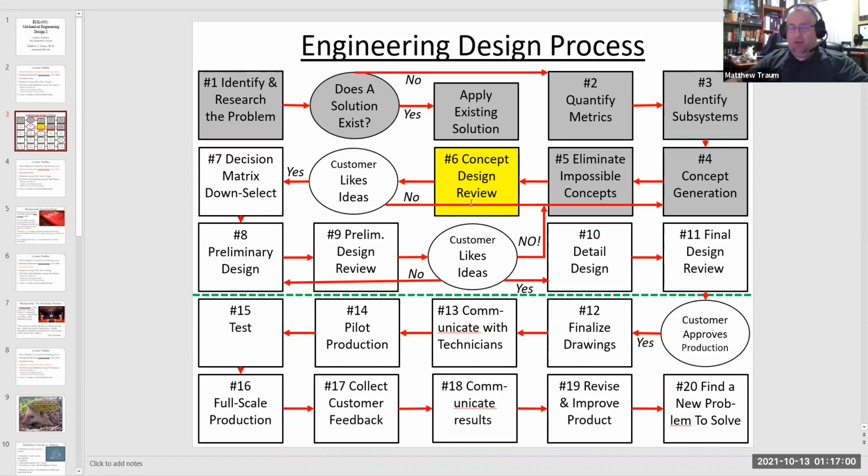And so ultimately the hedgehog concept informs the decision matrix and all of the other decisions that you're going to make basically from here on out throughout the entire project. And so that's kind of why it sits here in concept design review, step number 6 of the overall process. So that's where we are in our design process.